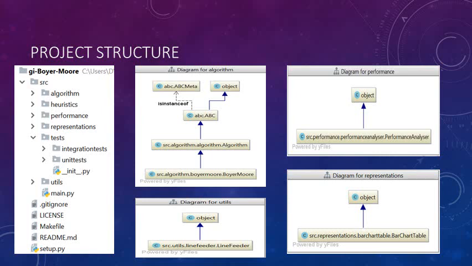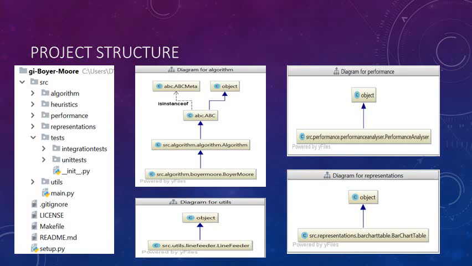So if we take a look at the algorithm package, you can see that there is a base class which is abstract, and it is called the algorithm, and currently the only implementation of that class is the Boyer-Moore algorithm. Other than that, we have the utils package which contains the line feeder, and this is the class that is essentially a wrapper around the algorithm, and it feeds it the lines from a file. So the algorithm could be used both on any given string or on a file.